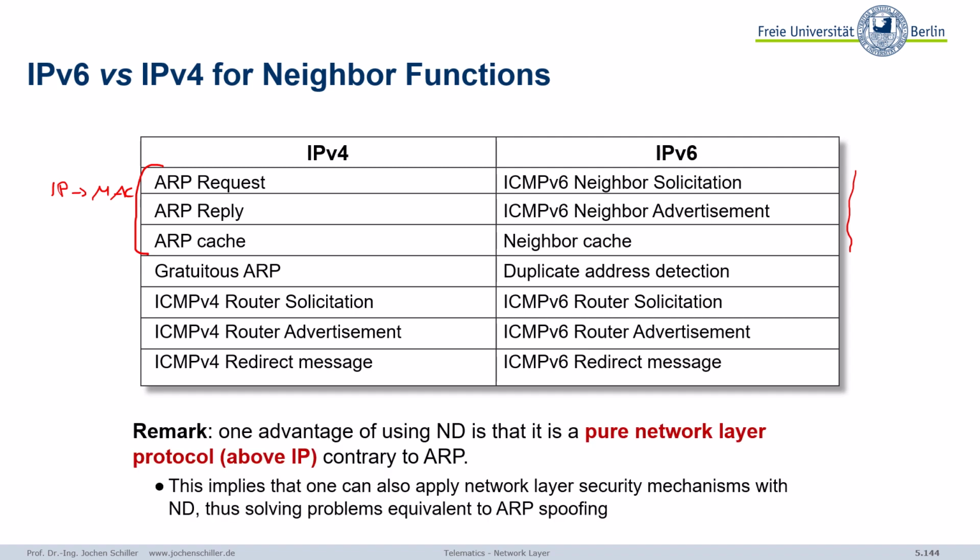Another big advantage is that it's all pure network layer. So it's a network layer protocol, we can use IP. So there is the IP world, and everything already works on this IP world. ARP not. ARP is a protocol that operates with layer 2 broadcasts.